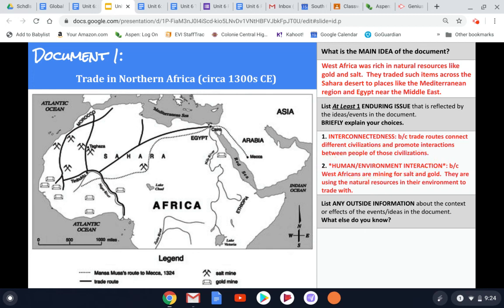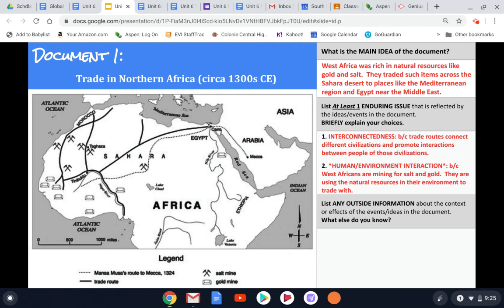I'm choosing this as a possible second option for an enduring issue because West Africans are mining for salt and gold. They are using the natural resources in their environment, in the earth around them, to gain an item to trade with. So there are two enduring issues that show up pretty prominently in this document.